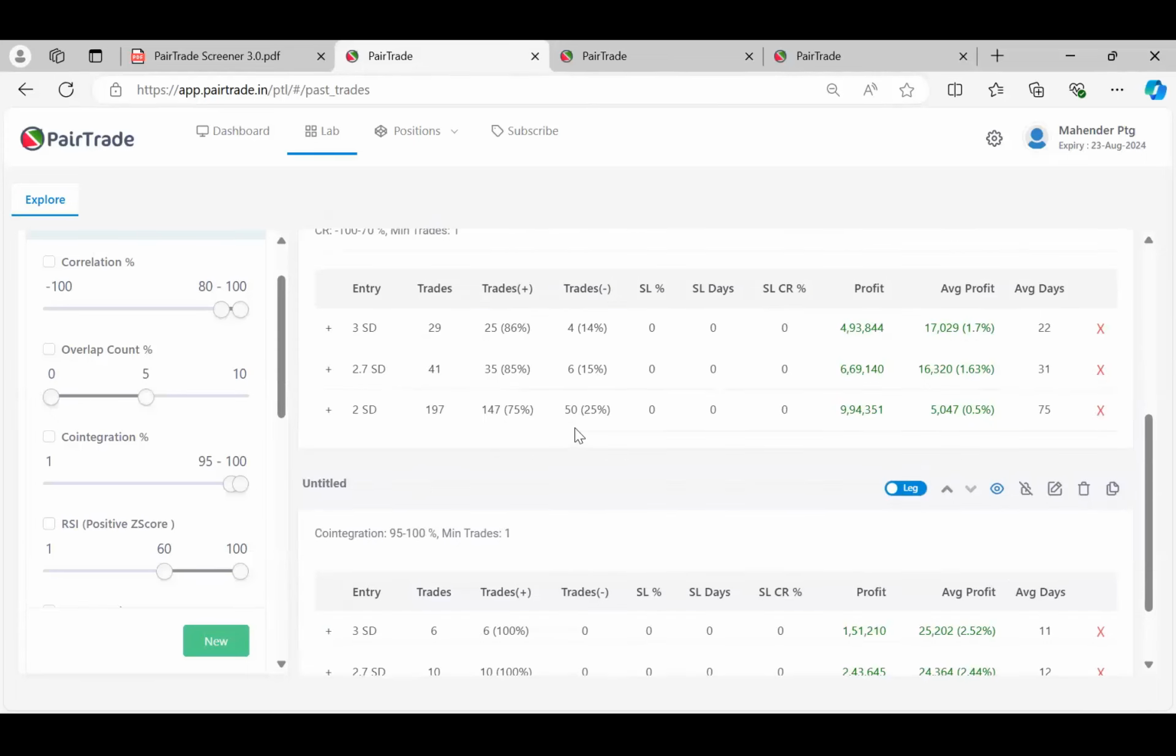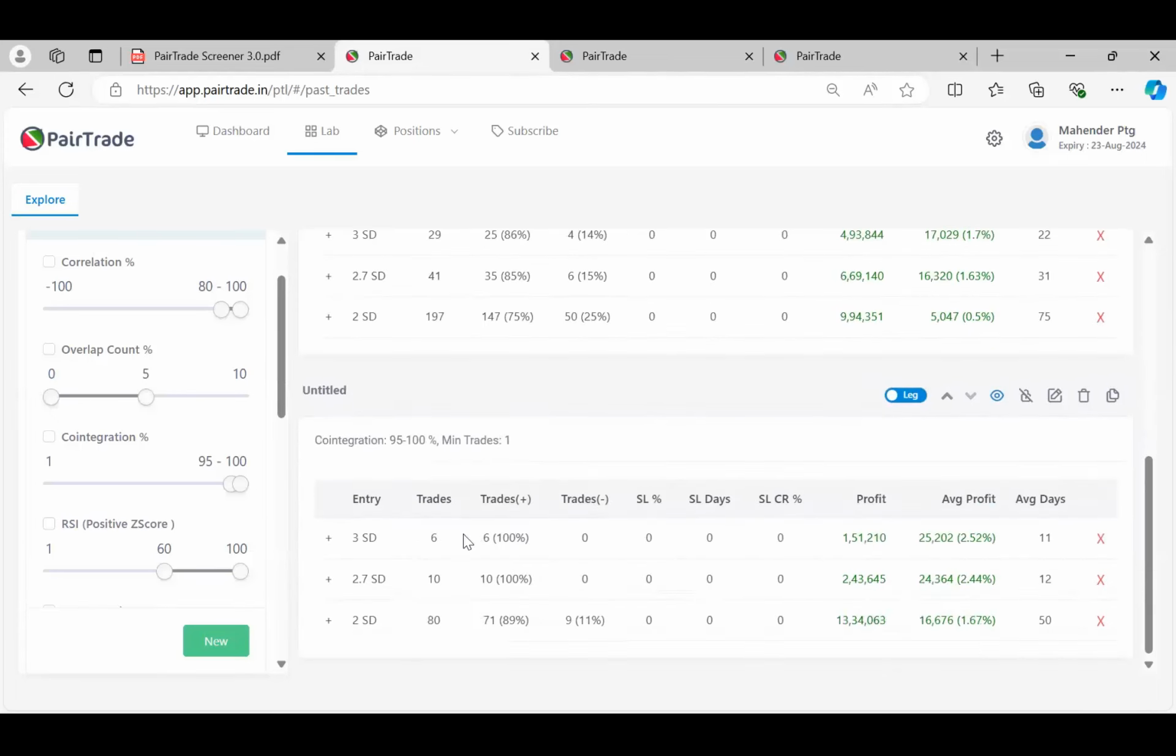Now, co-integration, as I said, 95 to 100, the number of trades is coming down. So I click the edit button and say, okay, instead of 95, I'll make it 90. Okay, the number of trades has come up. The overall profit also increased, which is better, right? Comparatively, it is better.